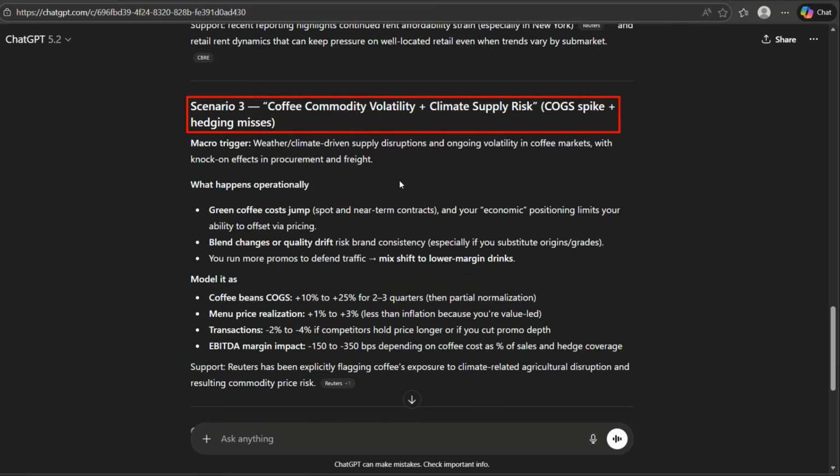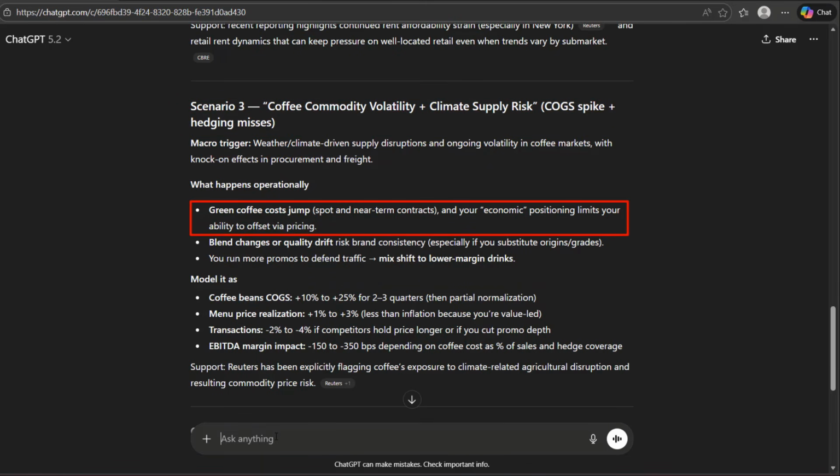Scenario 3 mentions coffee commodity volatility and climate supply risk, which can push up COGS faster for green coffee than our ability to raise prices. Mixing low-margin drinks can dilute brand identity. See the difference? The AI is giving us the narrative logic. It's telling us why the numbers might move. It is identifying the correlation between events, connecting staff shortages to delivery delays that a linear spreadsheet would miss.